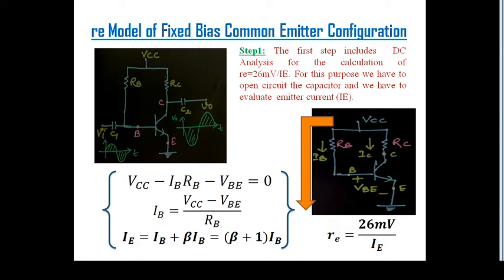The next step is our AC model operation. For the AC model operation, the DC sources should be grounded. Initially we open circuited the capacitors. Now we have to short circuit the capacitors, and the DC sources should be grounded, or we can say zero. So how does it look?